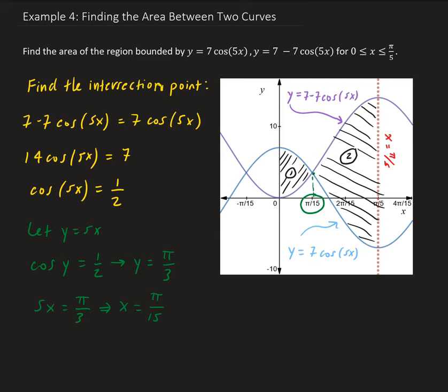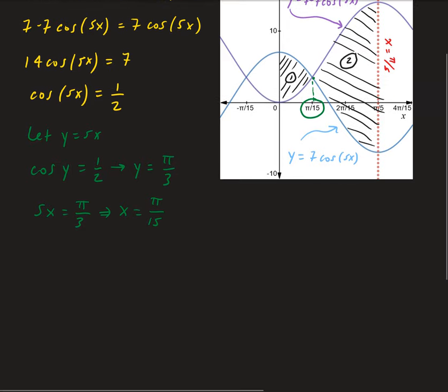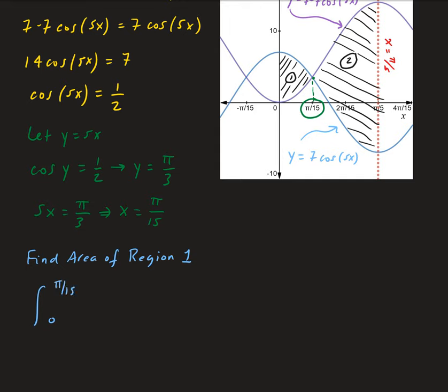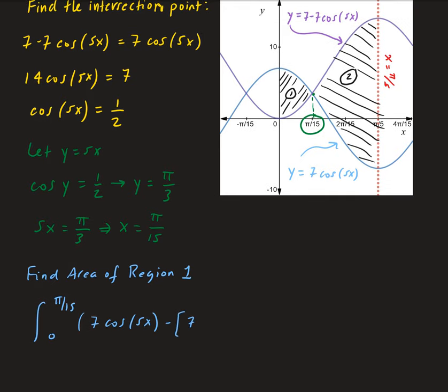Now let's go ahead and find the area of the first region. Our integral is going to go from 0 to pi over 15, top minus bottom. The top function is 7 times cosine 5x, minus the bottom function, 7 minus 7 cosine 5x, and we're going to integrate with respect to x.